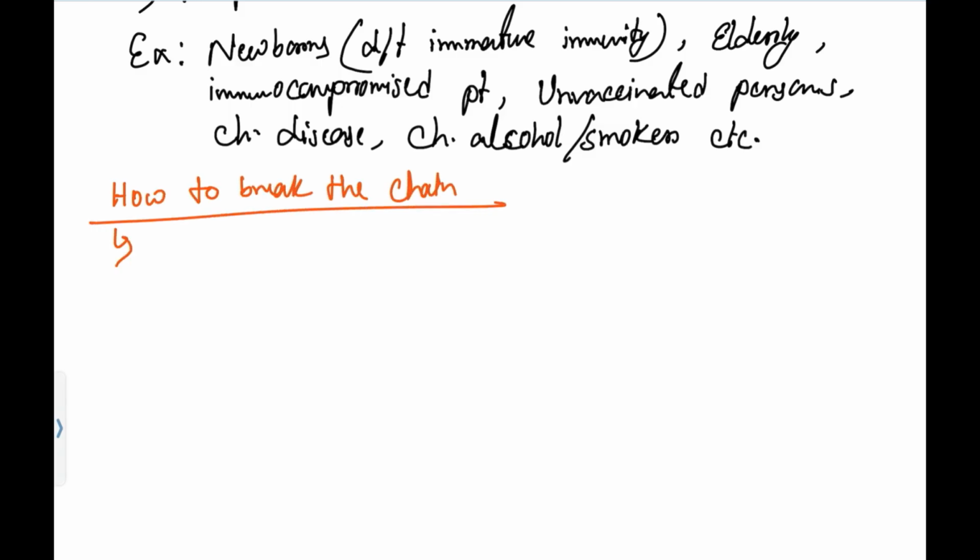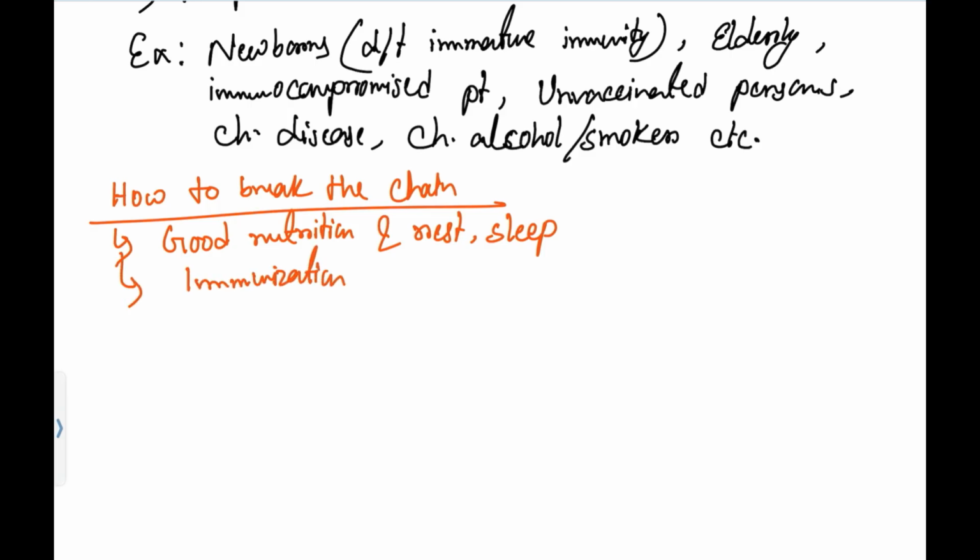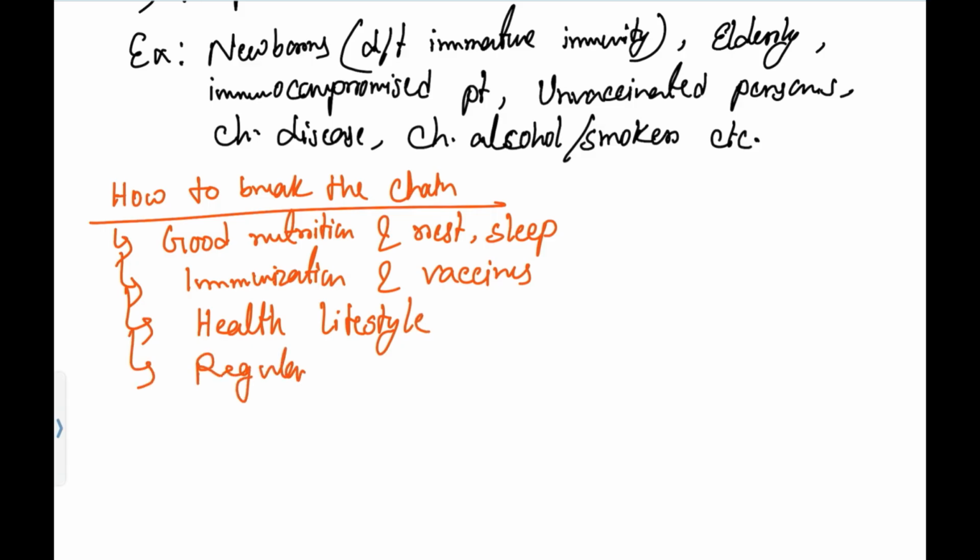Okay, so by taking good nutrition, proper rest and sleep, I will be healthy. If I am taking proper immunization from time to time and my vaccinations are up to date, then I will be healthy. If I maintain a healthy lifestyle, I will be healthy. If I am doing regular health checkups, I can know beforehand whether I will suffer from a disease or not. Those are healthy lifestyle habits. This way, I can prevent getting infections.